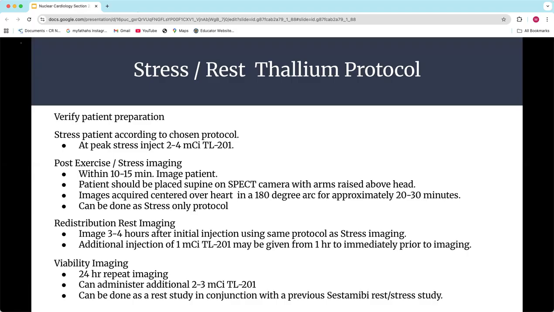Now, this is important going forward and in a lot of things, but why is it that I could do a stress-only protocol? And when would I choose to do that? Any idea? Why could I do a stress and then be done? Because if you're not seeing anything being blocked on the stress imaging or any sort of lack of perfusion, then it's not going to be an issue with rest.